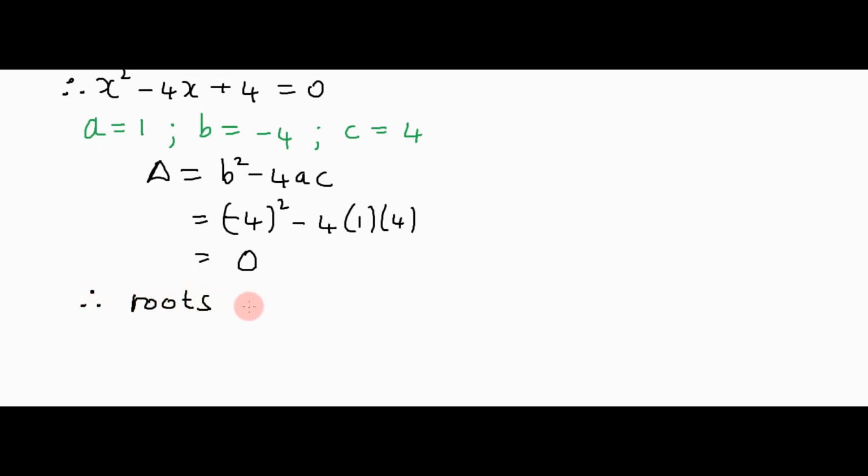So then the roots are, firstly, they are real, since delta isn't negative or less than 0. They are also equal, because delta is equal to 0. And they are rational, since 0 is also a perfect square. So then the roots are real, equal, and rational.